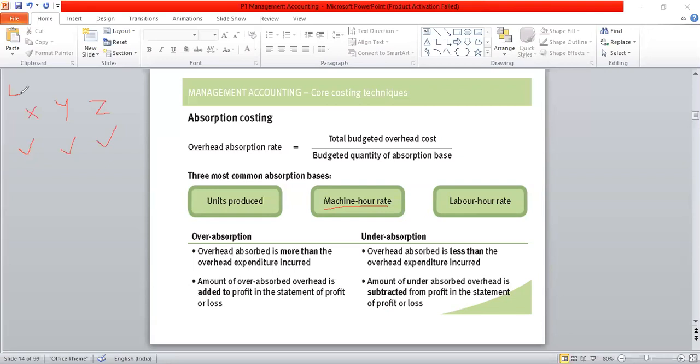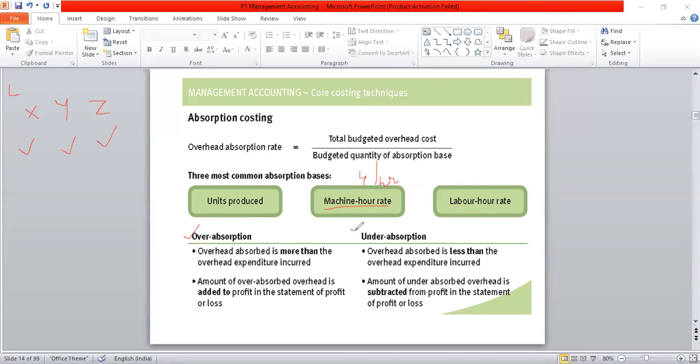So one rate is calculated. Let's say that the overhead absorption rate comes out to be 4 per hour. Then what is done? Take this 4 per hour and multiply it by the number of machine hours used by X, Y, Z. The number of hours into 4 per hour gives us the overhead. So in one simple calculation, the overhead amounts are accounted in the books of account for all the products. That results in either overcharging or undercharging.